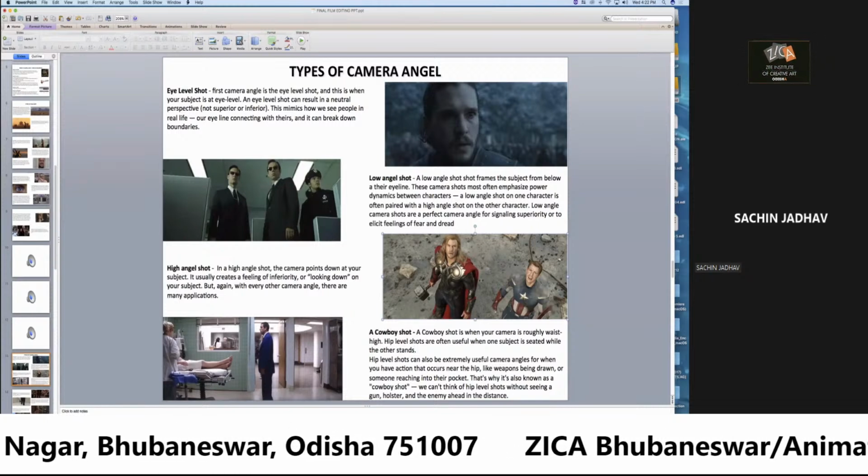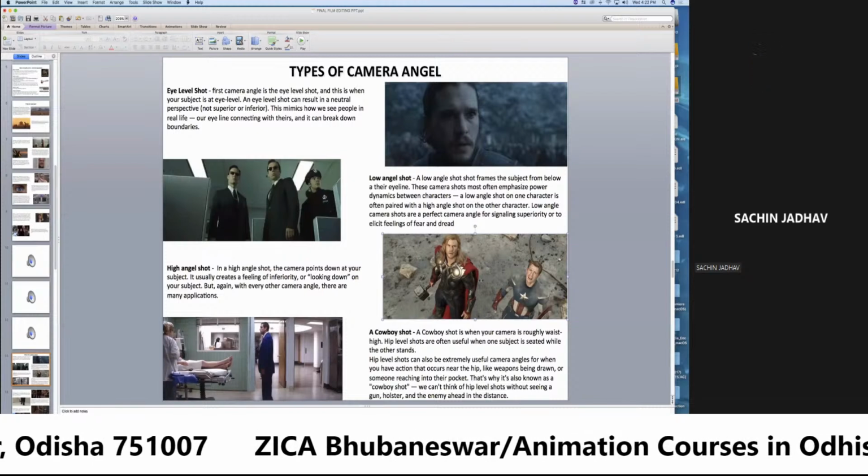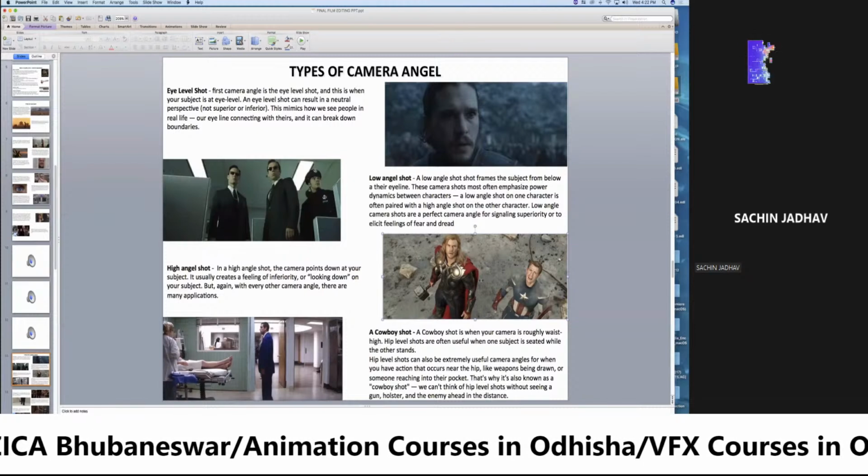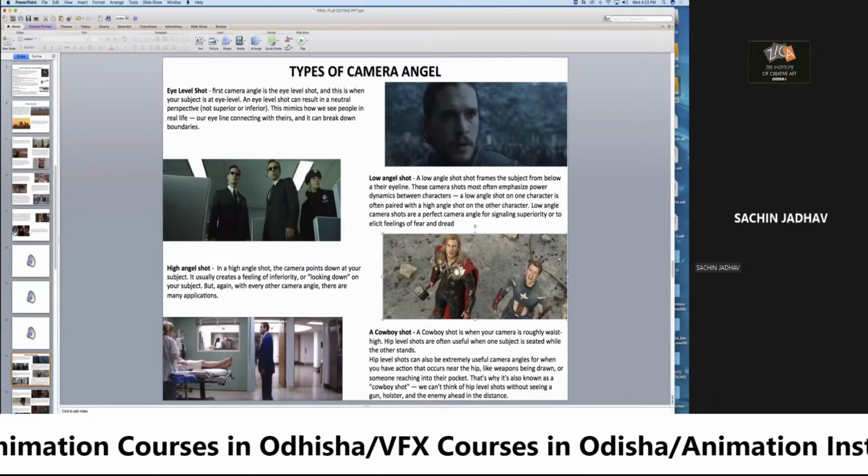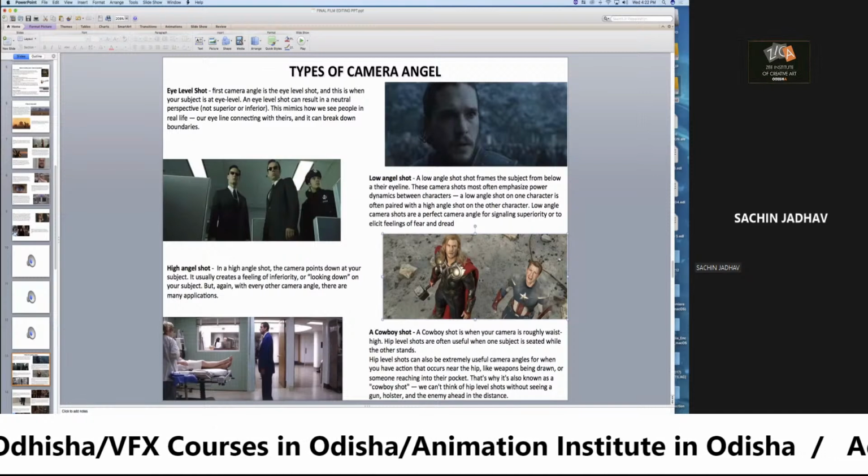Then the cowboy shot, which we have already seen. A cowboy shot is when the camera frames the subject roughly from the waist up, at hip level, and it is often used when one subject reaches for a weapon toward the other.